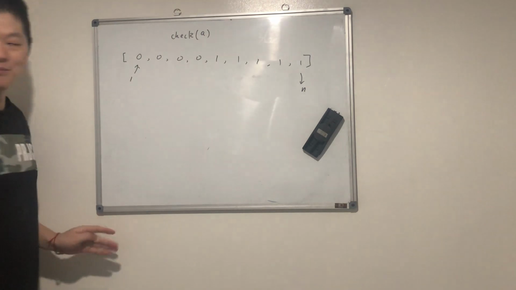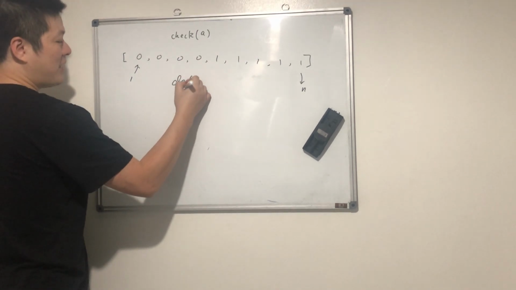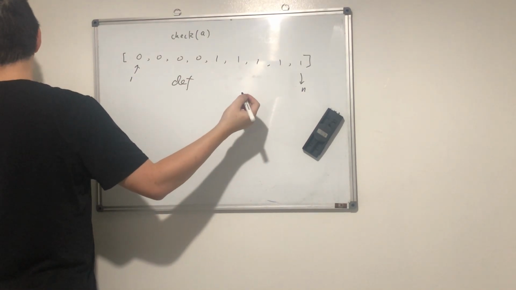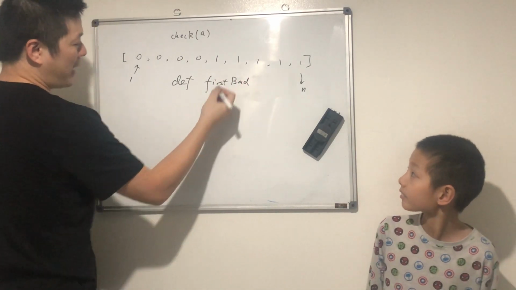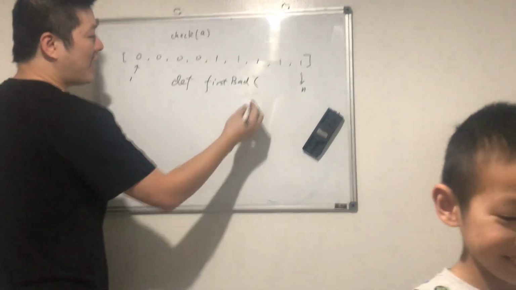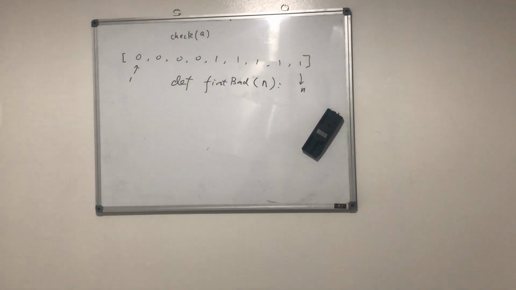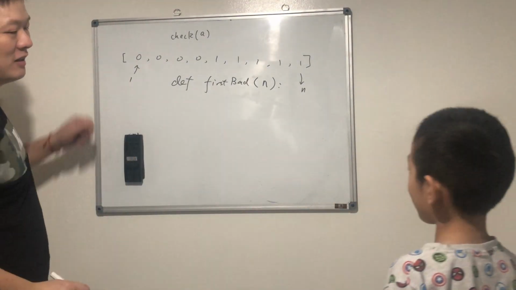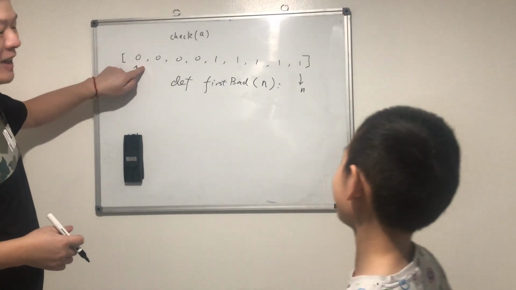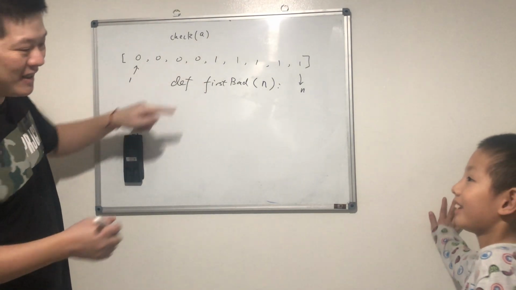So we just draw a list and then check which number. Define, let's say, check first bad, and let's call it n. We are given this n, right? Normally, what would you do? You just count from 1. If this is 1, if this is 1, then return. So how would you do that?